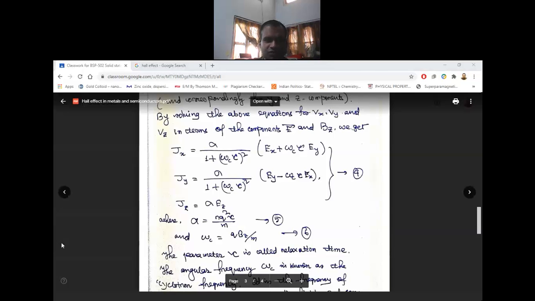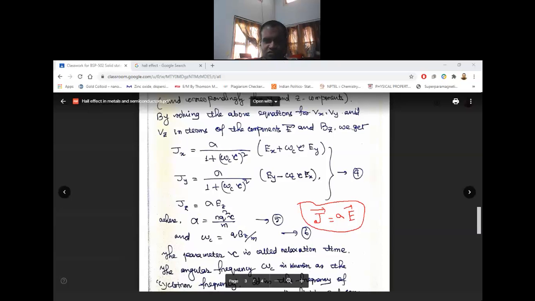Let me quickly give you one piece of information. What is the relationship of this J vector? J stands for current density, and J is equal to sigma, where sigma means conductivity. Conductivity is just the opposite of resistivity. So the current density vector can be written as sigma multiplied by the electric field vector. These are some simplified forms.